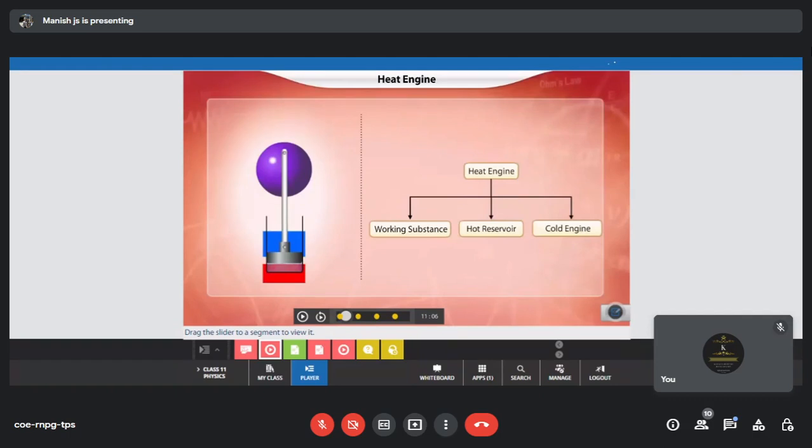Next, the cold engine, they say. Why? We are studying a heat engine only. Why did a cold engine come here? Why do we talk about a cold engine? Actually, it's a cold reservoir. They have swapped it here. Okay. So what is a cold reservoir? So the surrounding hot reservoir transfers heat to the cold reservoir.